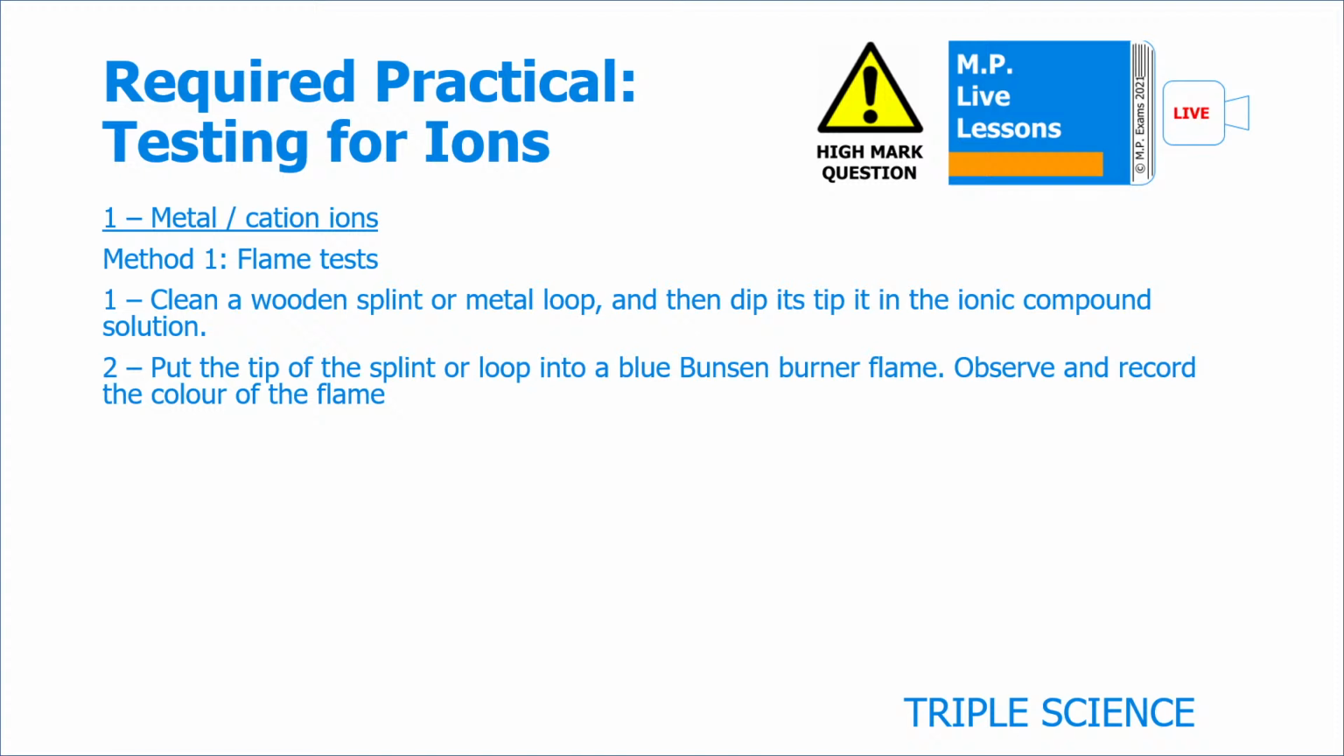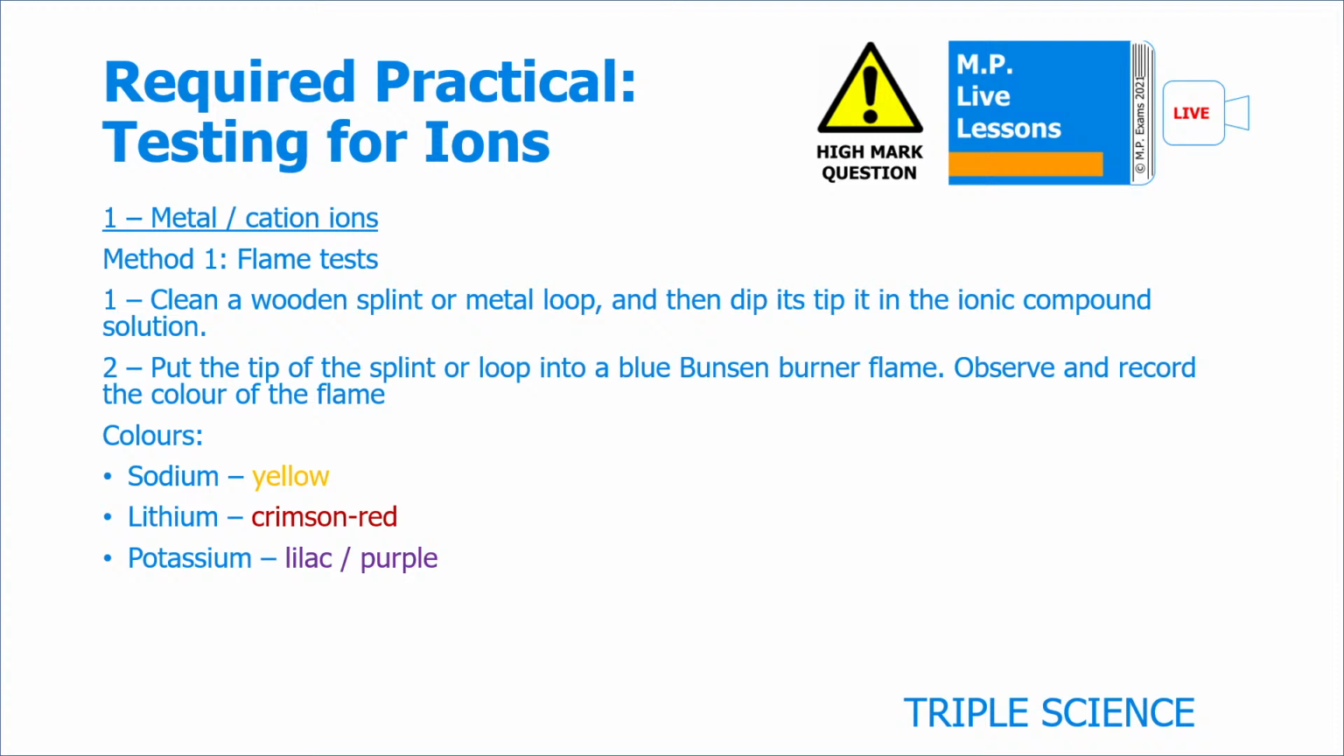Now you'll need to know the colors produced from different metals. So these are what you need to know. Sodium produces a yellow flame. Lithium produces a crimson red flame. Potassium produces a lilac or purple flame. Copper produces a green flame. And calcium produces an orange red flame.